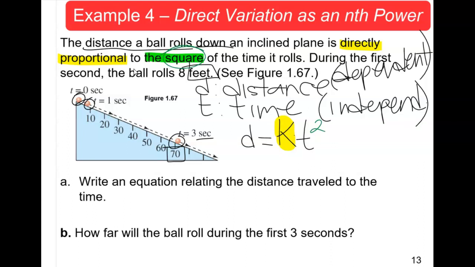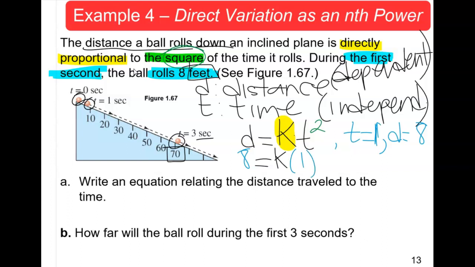Now we're going to use the information given to us. We see that during the first second, the ball rolls 8 feet. So that says that at t equals 1, the distance will be 8. We substitute d with 8, and k is what we're looking for, and t is substituted with 1, and of course we have to square it. We need to find that constant before we can write down the model. It's pretty easy because we have 8 is equal to 1 squared times k, and 1 squared is just 1. So it will be 1k, or in other words, 8 is equal to k.